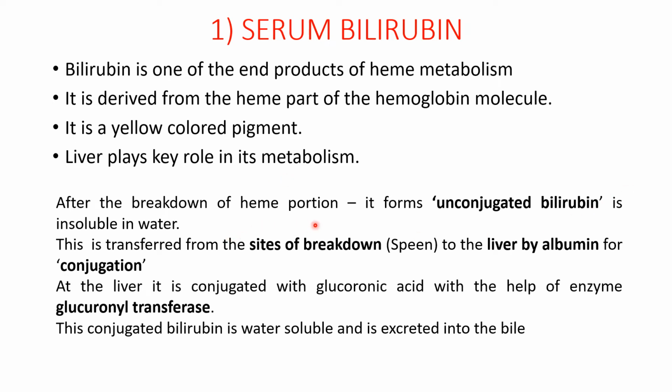After the breakdown of the heme portion, it forms unconjugated bilirubin which is insoluble in water. This is transferred from the sites of breakdown, that is from the spleen to the liver by albumin for its conjugation. And in the liver it is conjugated with glucuronic acid with the help of the enzyme glucuronyl transferase. Now we have the conjugated bilirubin which is water soluble and this is excreted into the bile.